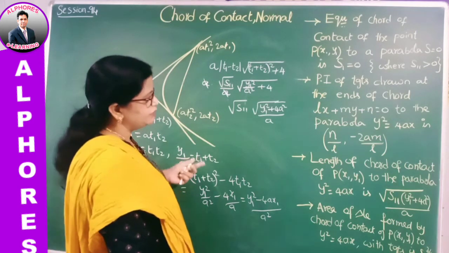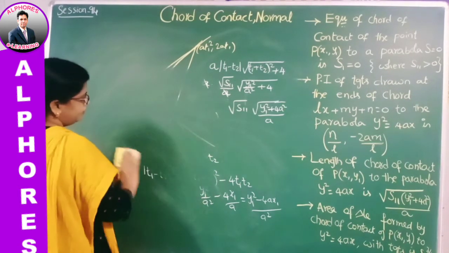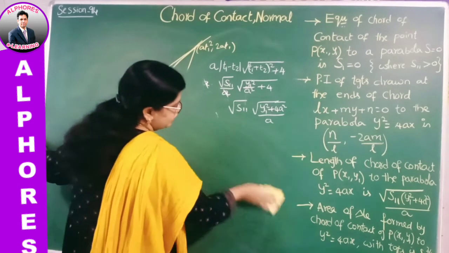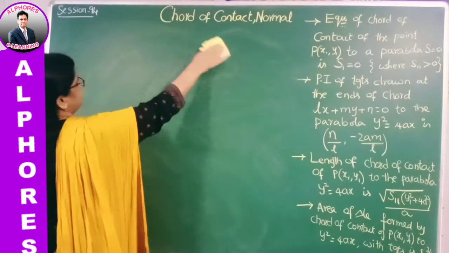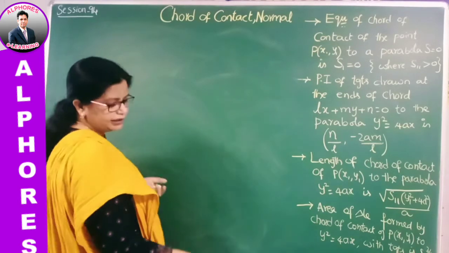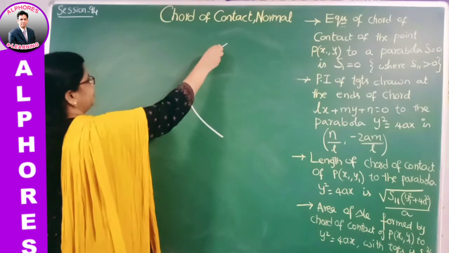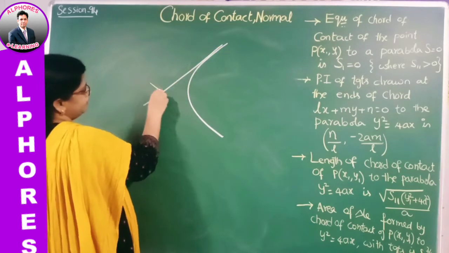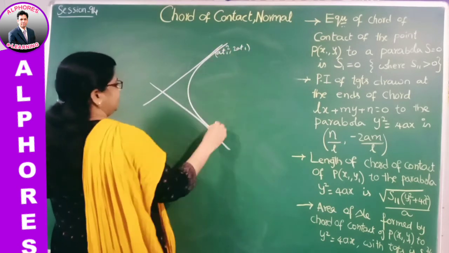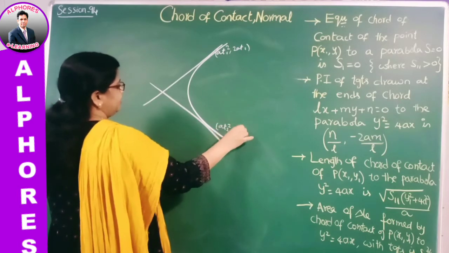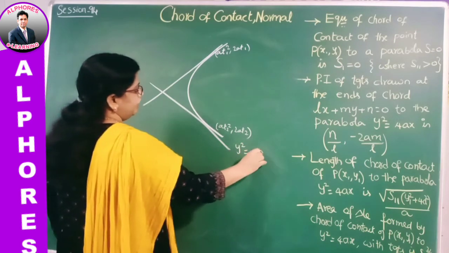And next one, students, they may ask about the area of the triangle formed by the chord of contact and the two tangents. Same concept you have done even in the previous chapter, circles also. Now if this is the parabola, and here we take two tangents, these are at a1 square comma 2a1 and this one is at a2 square comma 2a2. Anywhere you can consider. Now what is the standard parabola you are taking? y square equal to 4ax.